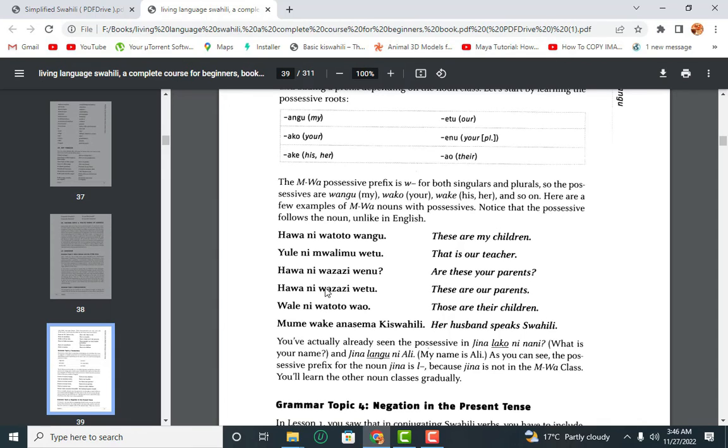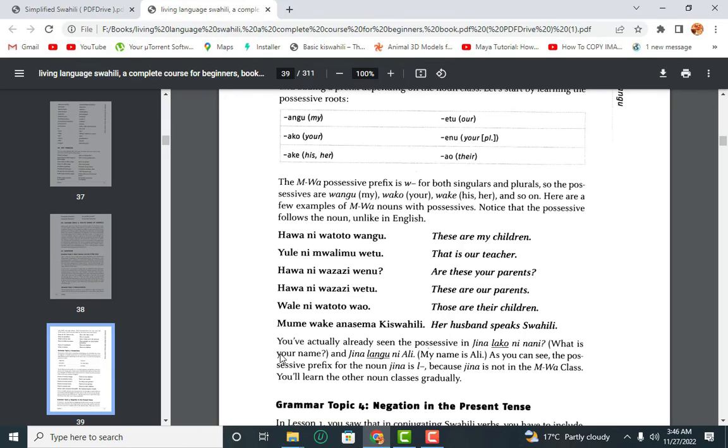The next one, hawa ni wazazi wetu, which means these are our parents. The next one, wale ni watoto wao, which means those are their children. The last one, mume wake anasema Kiswahili, which means her husband speaks Swahili.